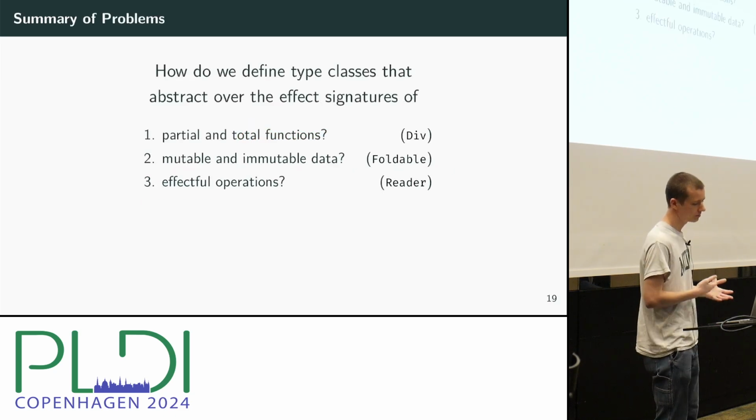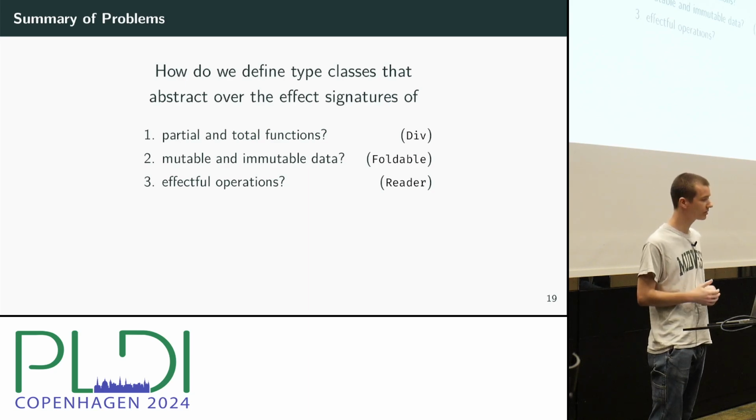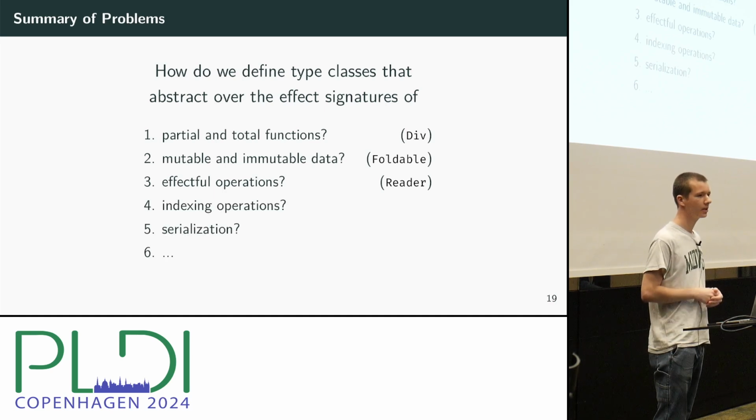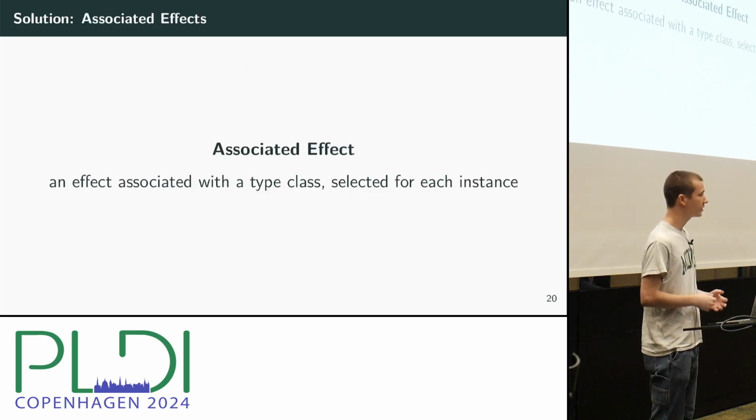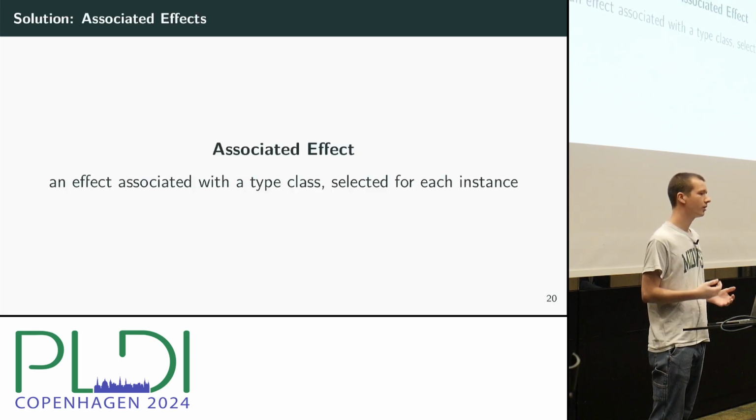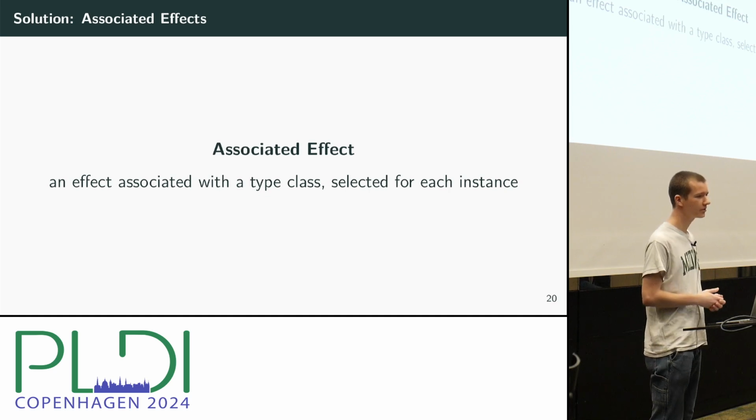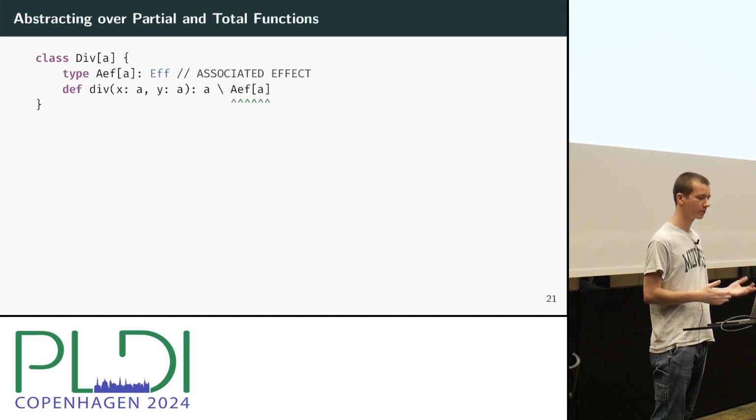So to summarize our problems, we want to be able to define type classes that abstract over the effect signatures of partial and total functions, mutable and immutable data, and effectful operations, and there are several other problems that I won't show today. The solution that we propose to this is something that we call an associated effect. And this is an effect that we associate with a type class, and we select it for each instance. And we'll go back to that first example to show you how it works.